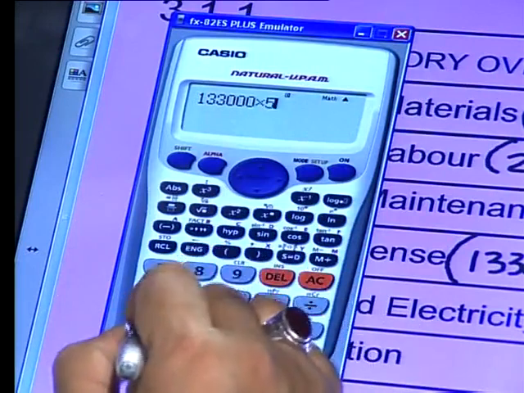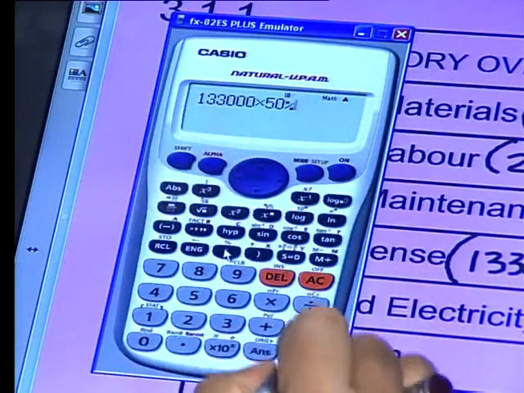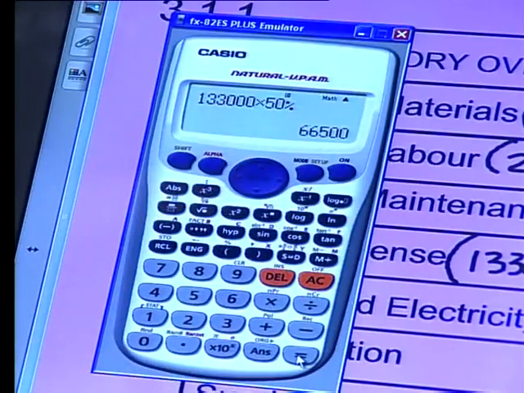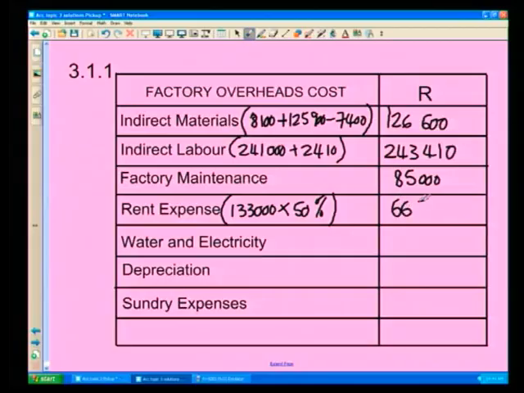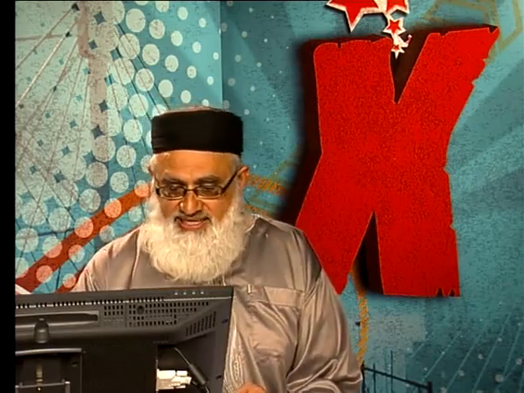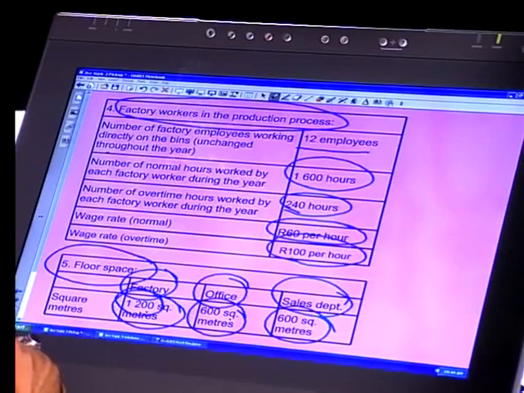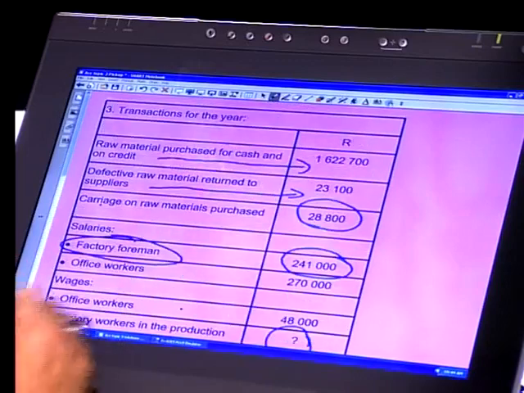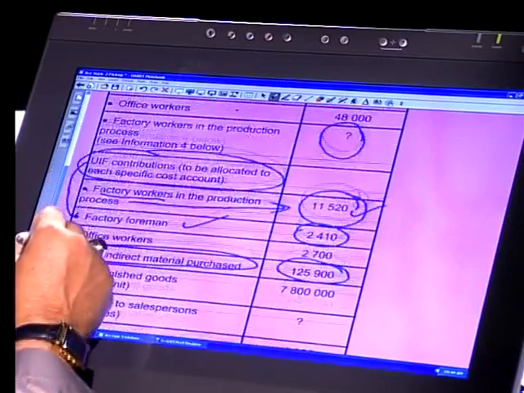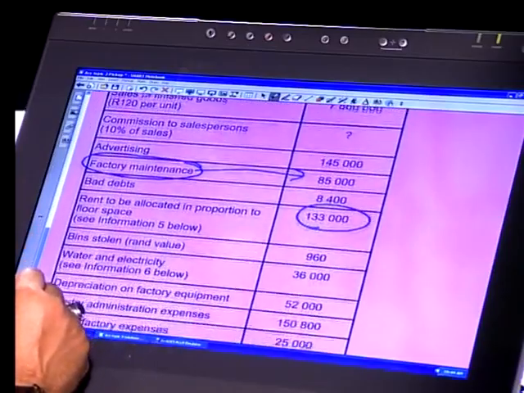And in this case, the factory only uses 133,000 times the 50%. Okay, there goes 133, 1, 2, 3 times 50, and 66,500 is the rent to be allocated to the factory. Got that, guys? So always look at the additional information.